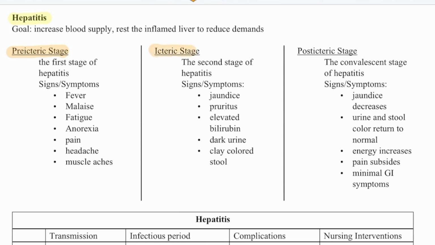Then we have the icteric stage, and this is the second stage of hepatitis. We'll see signs and symptoms of jaundice, pruritus, elevated bilirubin, dark urine, clay-colored stool. And in the post-icteric stage, they're starting to get better. So jaundice will decrease, urine and stool color return to normal, energy increases, pain subsides, and minimal GI symptoms.